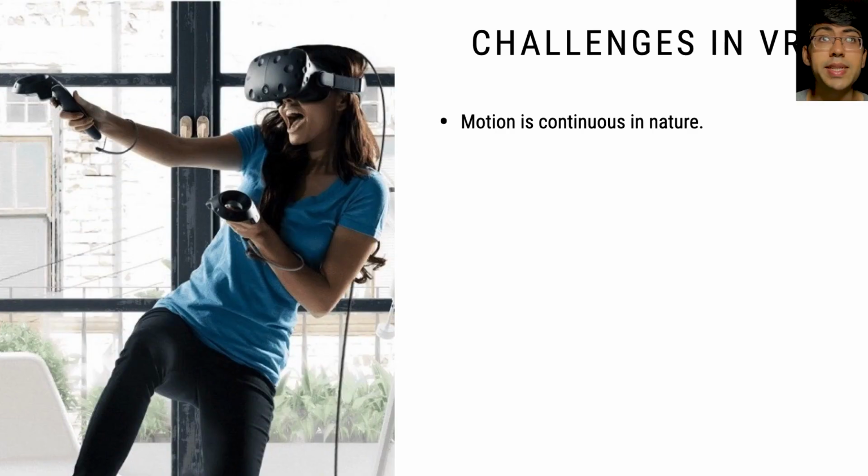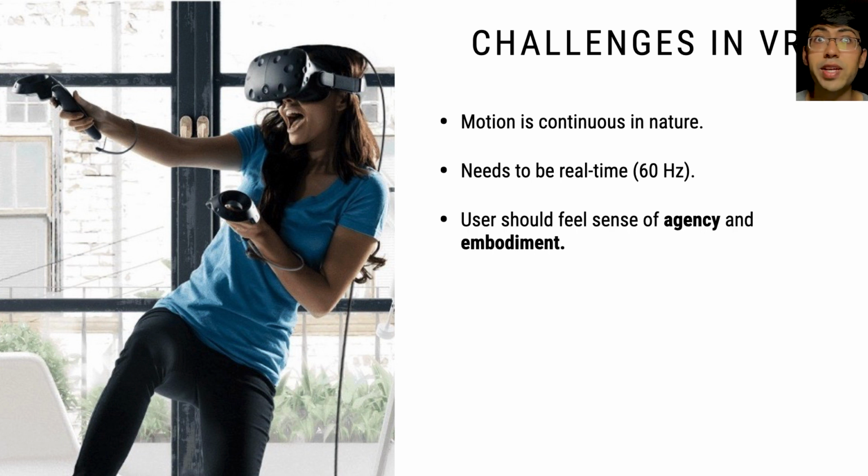The first reason is that unlike keyboards and controllers that have discrete button presses mapped to character motions, the motion in VR is continuous in nature. This continuous data stream is coming in at least 60 Hz, and the systems need to process it that fast to keep the VR experience real time. It is also paramount that the user should feel a sense of agency, that is control over their avatar, and a sense of embodiment, which is akin to body ownership. Thus, synchronization between the user and the avatar's motion profile is key.